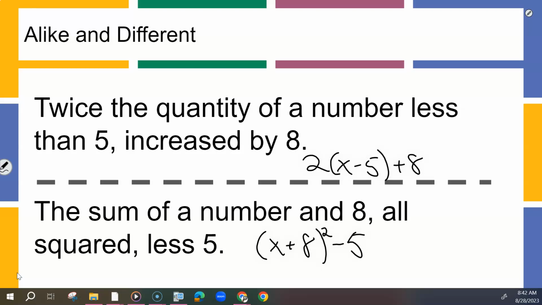So twice the quantity, that just means 2 times whatever comes next. A number, we're calling it x, less than 5, so 5 has to go after that, increased by 8. So these are the correct translations. Now let's talk about how are they similar? What did you find that was alike?